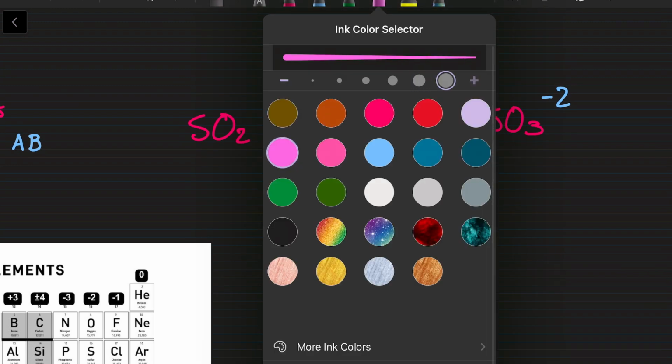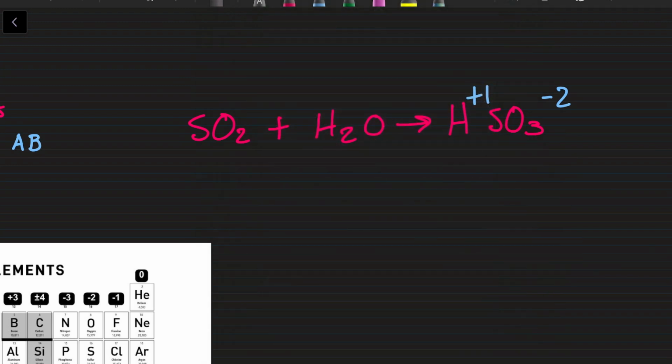And what we will be doing after that is crisscrossing them. So we will put the 2 down in front of the H and then the 1 in front of the SO3. And remember, if we put down a 1, it's redundant, so we don't really have to write it out. I'm just showing you so that you know that it's supposed to go there, but it's invisible. So this would be our answer. We just check and make sure that both sides are the same.